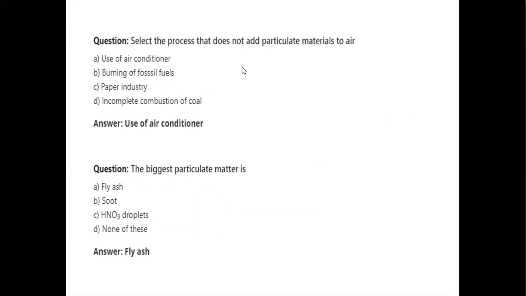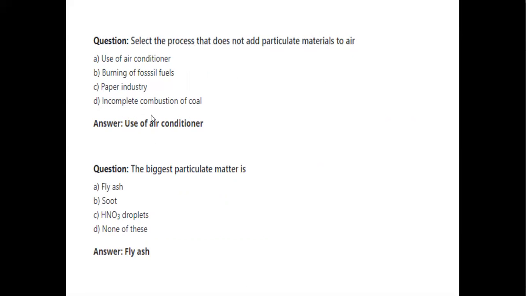Select the process that does not add particulate matters to air. The options are the use of air conditioner, burning of fossil fuel, paper industry, and incomplete combustion of coal. So select the process that does not add particulate matter. Which one does not add particulate matter?